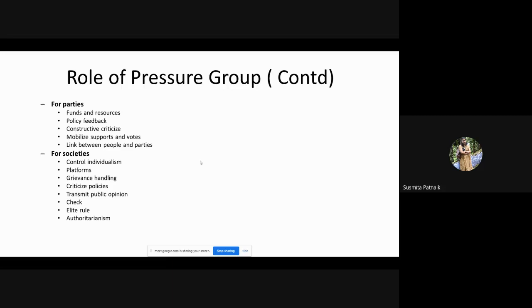Then it is a constructive criticizer. The pressure group is a constructive criticizer. Constructive criticizer means what? It may be called a healthy criticizer. The criticism may be logical. There is a solid reason behind its criticisms.